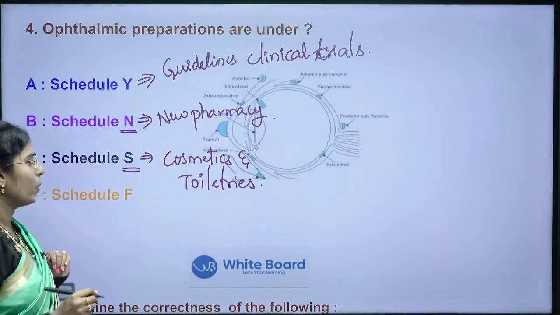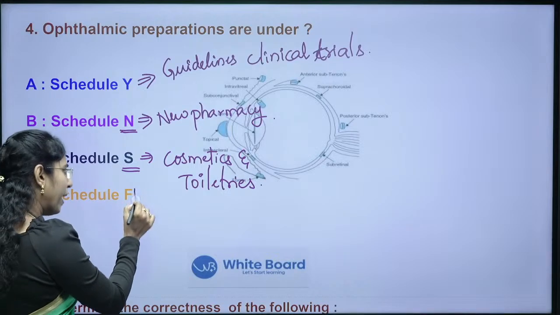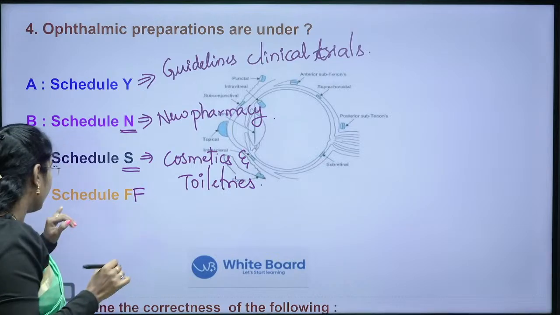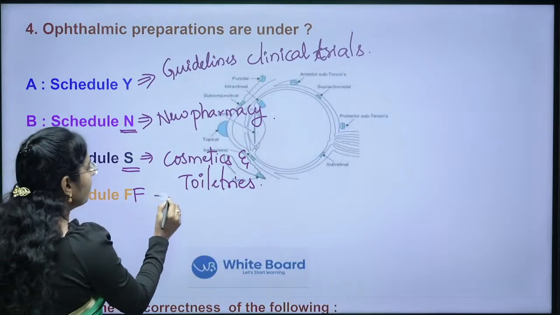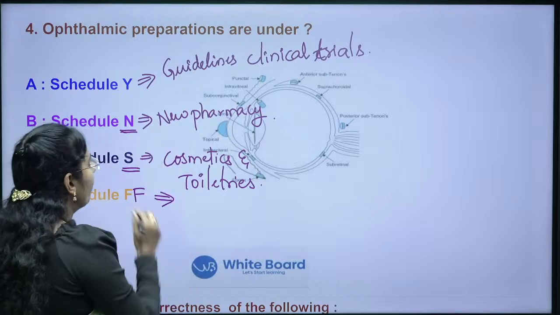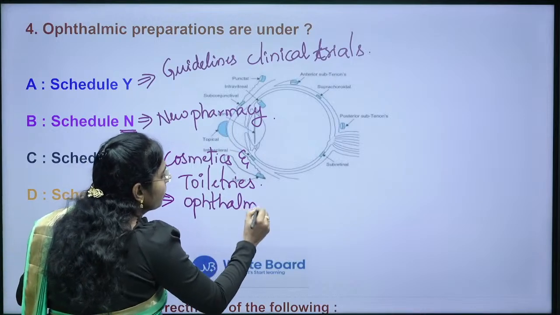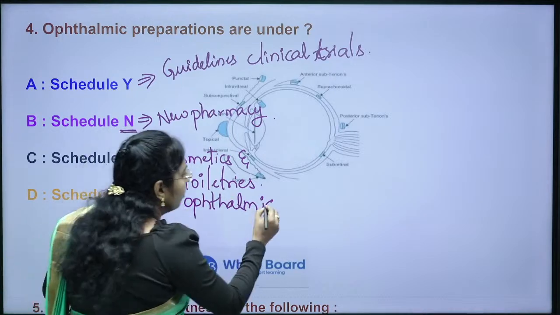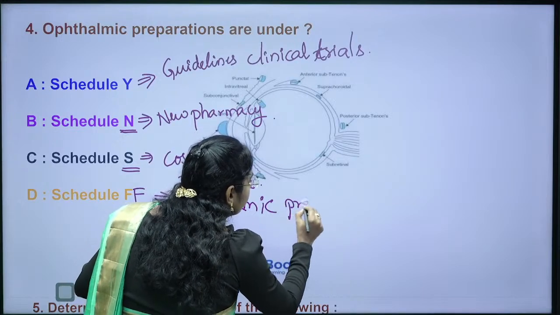So, the last one is schedule F. Here you make it corrected as schedule FF. Schedule FF contains the standards and regulations for our ophthalmic preparations.